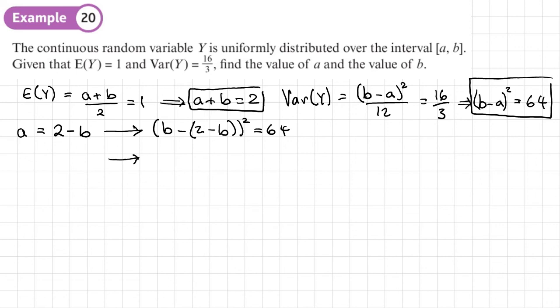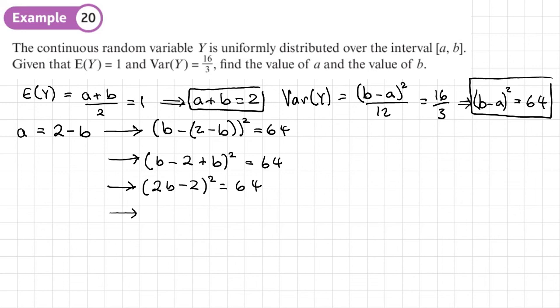Then work out the bracket. So I have b minus 2 plus b all squared equals 64. From there, that will be 2b minus 2 all squared equals 64. Then expand the brackets and solve the quadratic. Now you could square root both sides at this point.